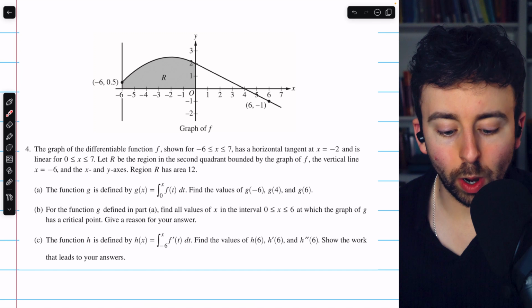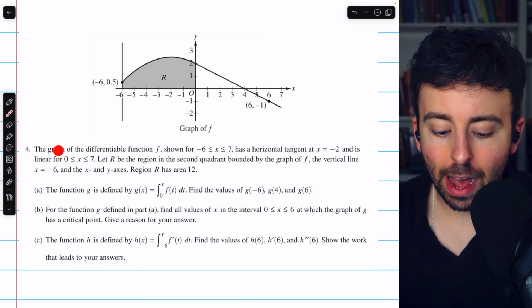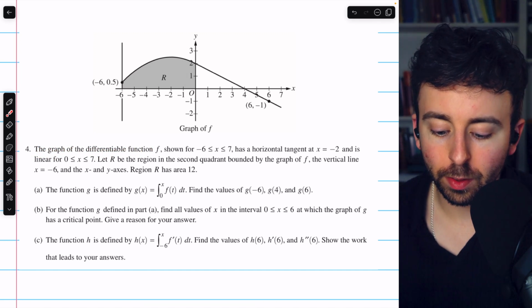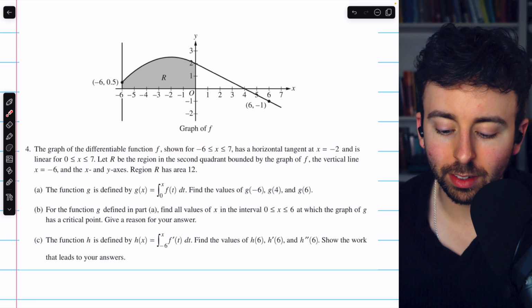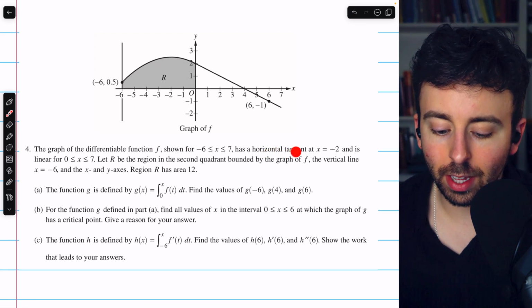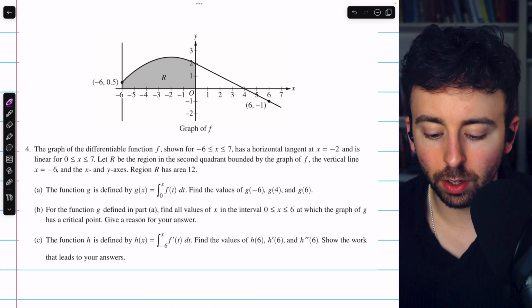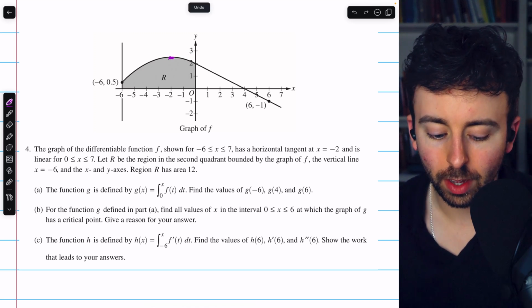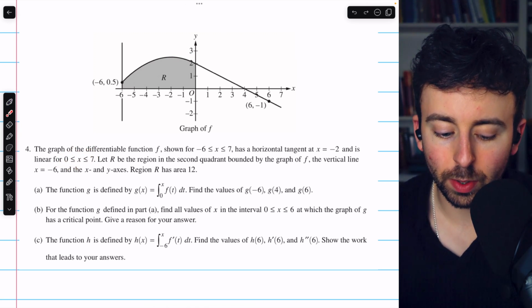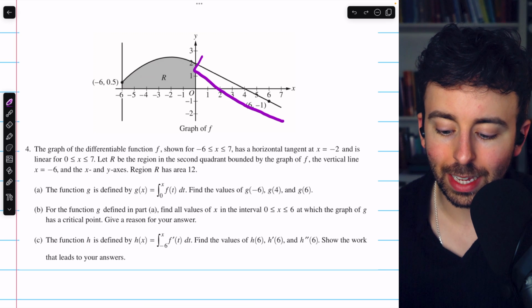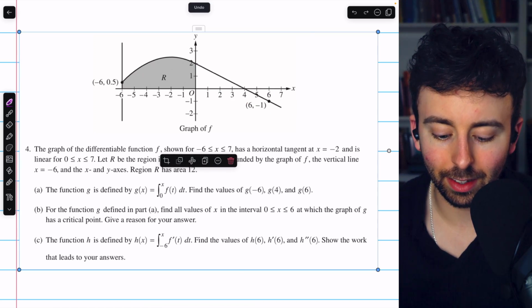Moving on now to question 4. The graph of the differentiable function f shown for x between -6 and 7 has a horizontal tangent at x equals -2, which we can kind of see there, and is linear for x between 0 and 7. So that's over here. It looks linear, and in fact it is.